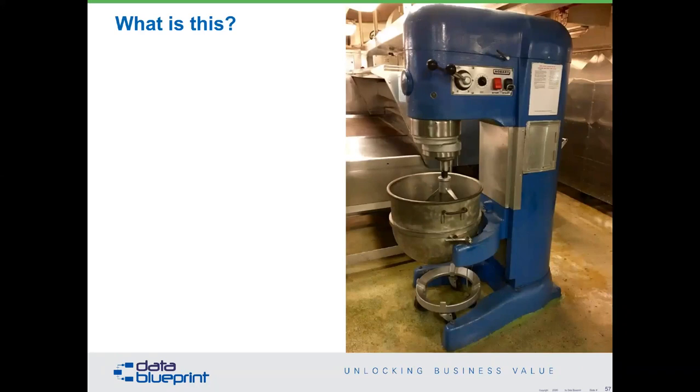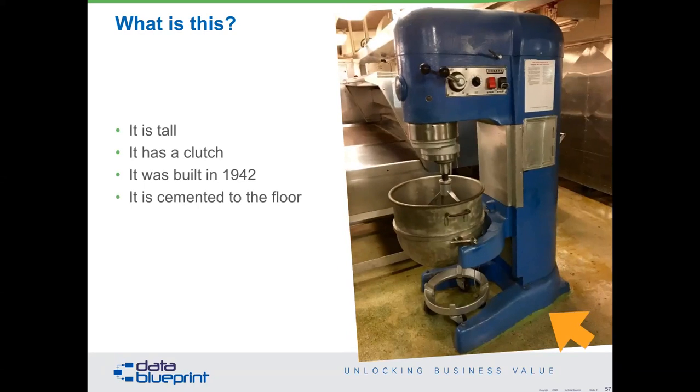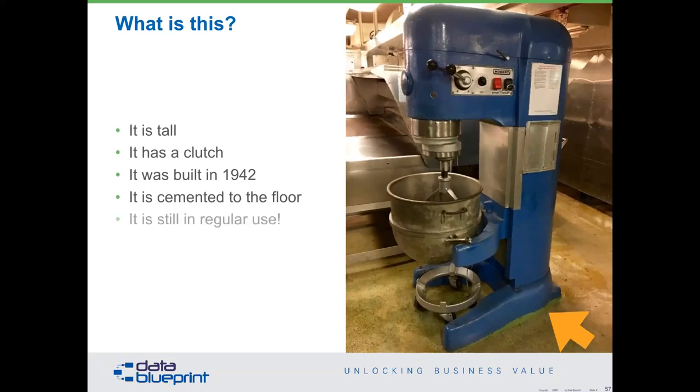First of all, obviously, you're looking at it and going, a mixer. So what? Well, it's taller than I am. It has a clutch. It was built in 1942, and it's cemented to the floor. And it's still in regular use today. Now, you might ask yourself, okay, it's a super mixer. Well, who would need a super mixer?